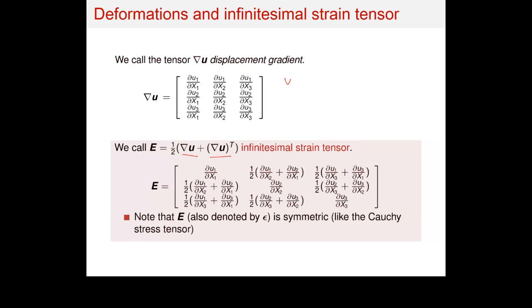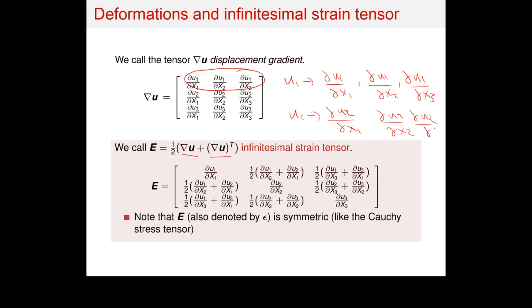So basically, you take u1, and then you find the derivative of u1 with respect to x1, the derivative of u1 with respect to x2, the derivative of u1 with respect to x3, and you have the first row of your displacement gradient. When you look into u2, you take the derivative of u2 with respect to x1, x2, and x3, and then you have the second row of your displacement gradient, and then you do the same thing for u3.